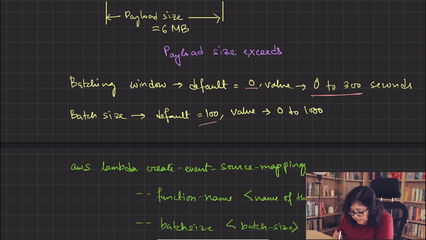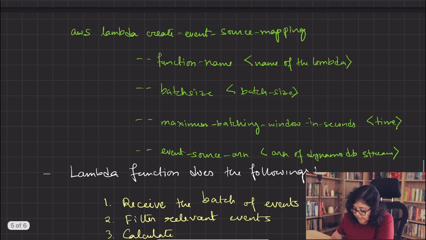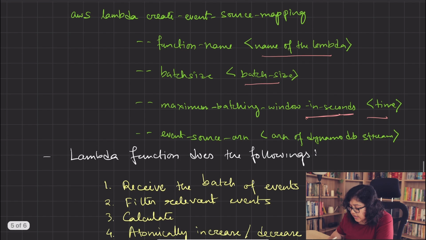Similarly, for the batching window, the default is 100, but you can configure it between 0 and 100, depending on your requirement. For that, you can use an AWS CLI command, where you have to mention the name of the Lambda, the batch size, and the batching window. Here it is mentioned in seconds, so if you want to allocate 5 minutes, then you have to mention 300 seconds here. And also you have to mention the DynamoDB stream name.